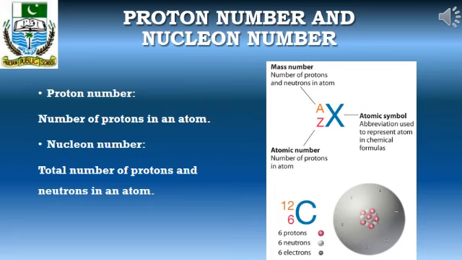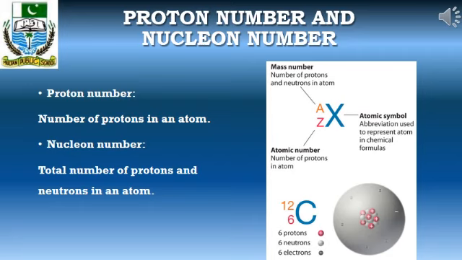The proton number is also called the atomic number. It is represented by the symbol Z. Since atoms are electrically neutral, the proton number can also tell us the number of electrons in the atom. It means that atoms are neutral, so the number of positive charges, that is protons, is equal to the number of negative charges, that is electrons. For example, the proton number of nitrogen is 7. It means that the nitrogen atom has 7 protons and 7 electrons.